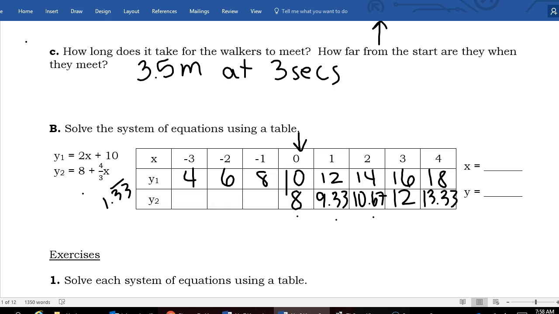So if I work backwards, I'll be at 6.67. Backwards again, I'll be at 5.33. And backwards again, I will be at 4.